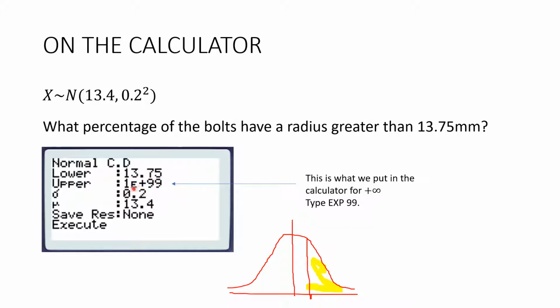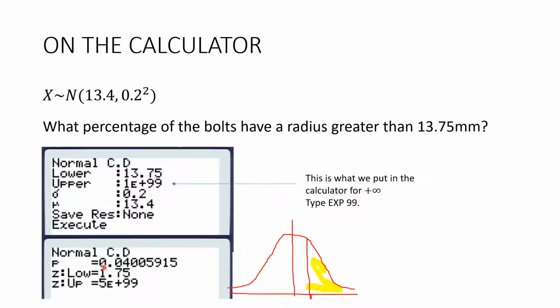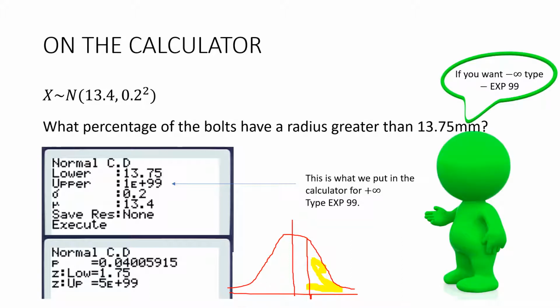If you can't remember that, put a really, really big number in, like 1,000 million. That'll be fine. And when we hit execute, we get a probability of 0.0401, roughly. Now, if we want this side, so the left-hand tail, then we're going to have an upper bound but no lower bound. And in that case, we'll type negative EXP 99.